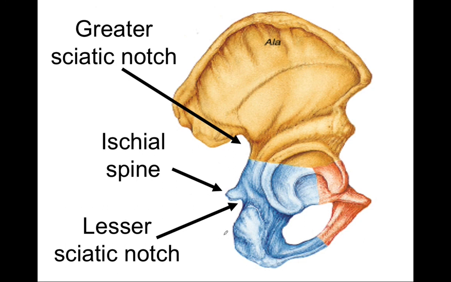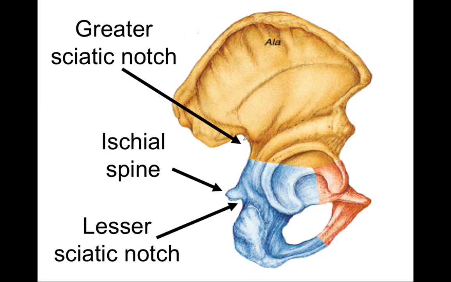This posterior part here, found behind the coxal bones, can often be referred to as the sciatic region, and we will have a large sciatic nerve that courses back here. Now both of these notches, the greater sciatic notch and the lesser sciatic notch, are separated by the ischial spine, which can be found here.